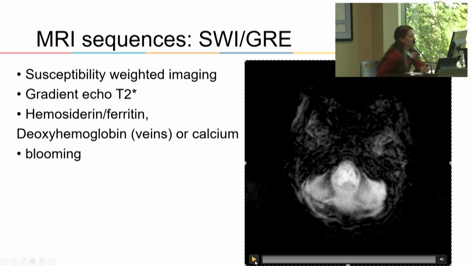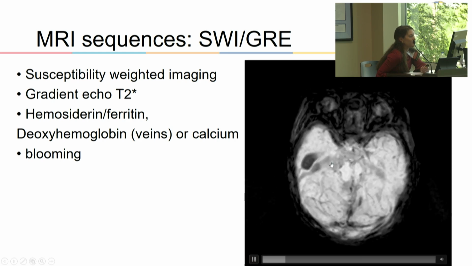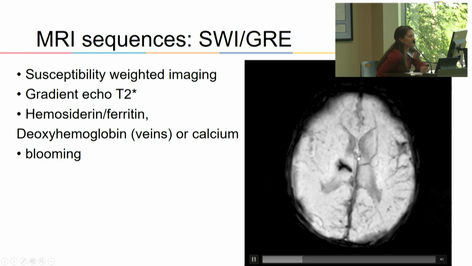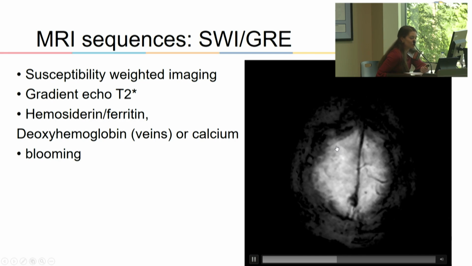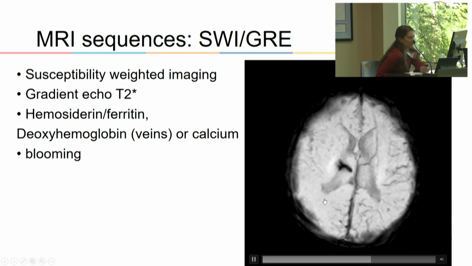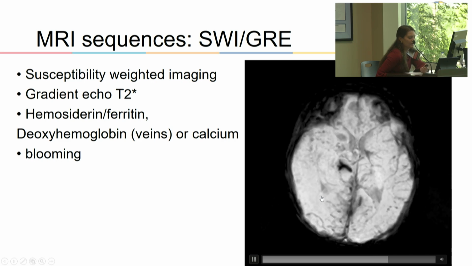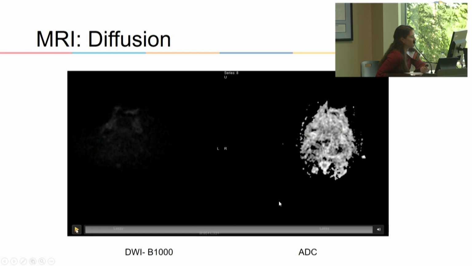Blooming is a term that we use in SWI that refers to basically the lesions being magnified. So it's not actually as big as it looks, but that makes it good for finding microhemorrhages and very small things. It will make the hypointense areas look bigger than they are.